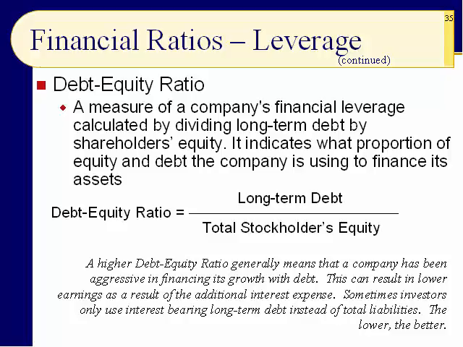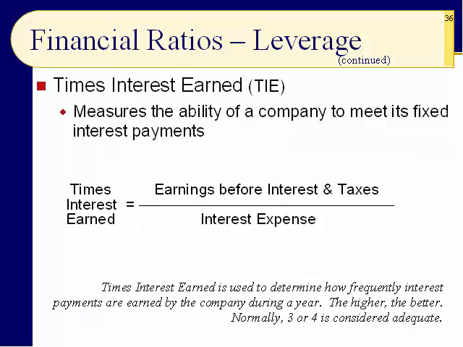We didn't read this at the bottom. A higher debt-to-equity ratio generally means that a company has been aggressive in financing its growth with debt. This is how car companies live and die, folks. This can result in lower earnings as a result of the additional interest expense. And sometimes investors only use interest-bearing long-term debt instead of total liabilities. I don't think that's a very good idea, but that means you never pay off your debts. I don't understand that one, but you decide. And of course, the lower, the better, unless you're a car company saddled with tremendous amounts of debt.